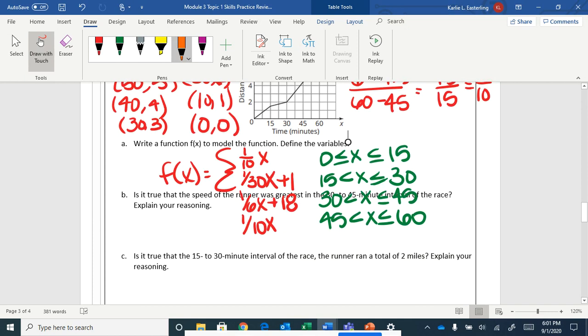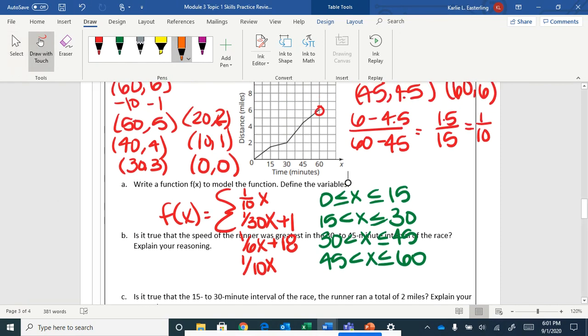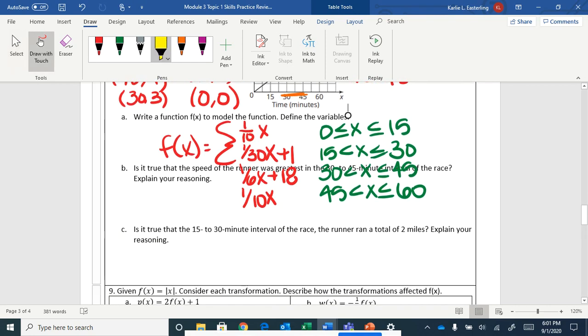Okay. So is it true that the speed of the runner was greatest from 30 to 45 minutes of travel? So 30 to 45 minutes. So right here, the 30 to 45 minute interval of the race. So what it's asking is if that was when our speed was the greatest. And that actually is when our speed was the greatest. You can tell that by looking at the slope on the graph. You can also tell that by looking at that was our fastest slope there as well. So the answer is yes. And you can say because of the slope.